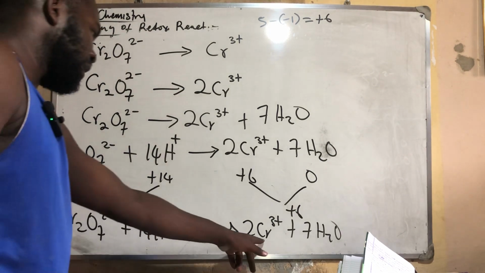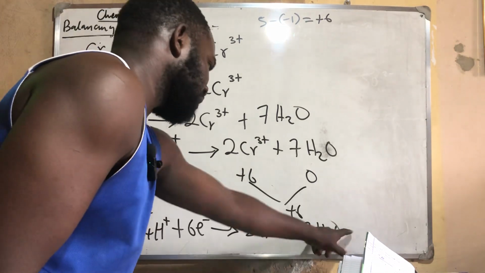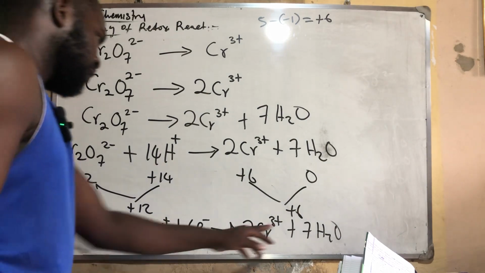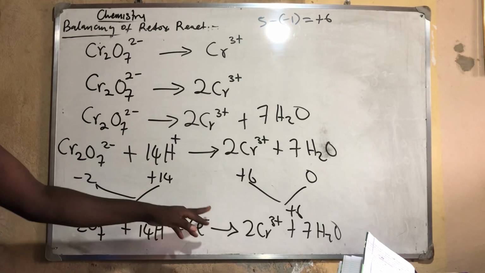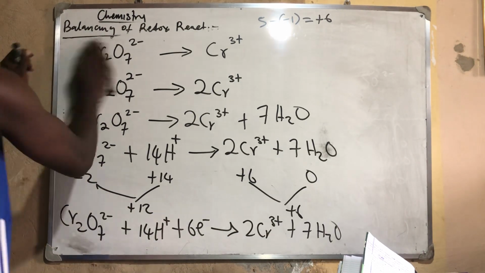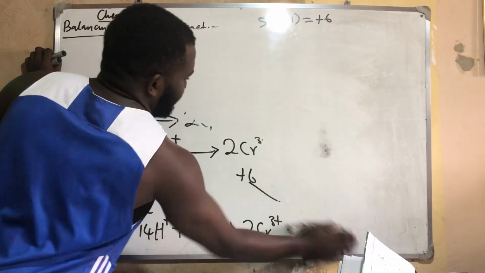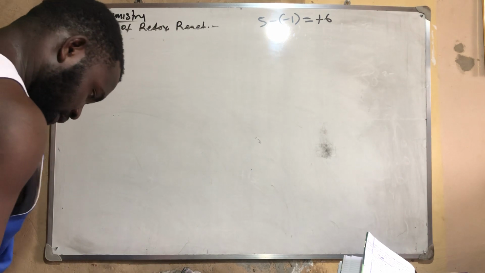Cr is 2, Cr is 2, correct. Oxygen is 7, oxygen is 7, correct. Hydrogen is 14, hydrogen is 14, correct. So let's go to the charges. This is minus 2 plus 14 and 6 will give you plus 6. So plus 6 and plus 6 is correct. So this is a balanced redox reaction. It's a well balanced redox reaction.